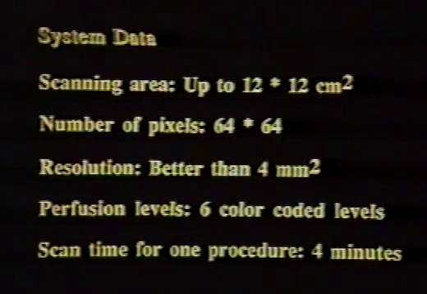And we have chosen to use 6 different colors to code the signal. So we're not really looking at blood flow values, but rather blood flow intervals here. And we think that if we use 6 colors, we get a reasonably good resolution. And the scanning time to capture all the data today is 4 minutes altogether.